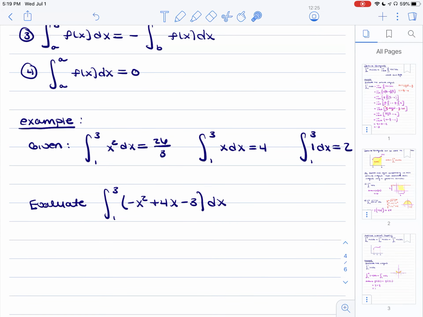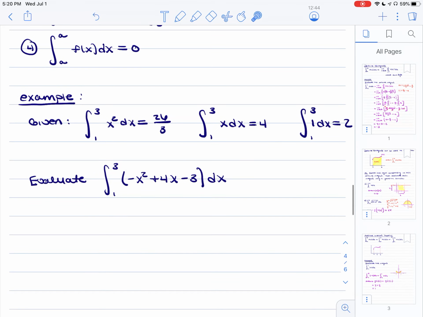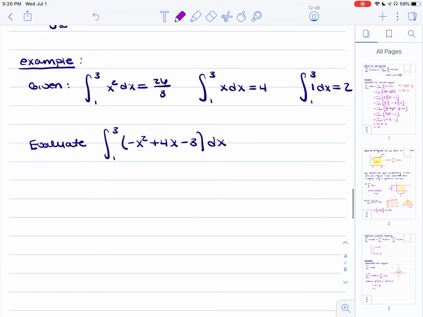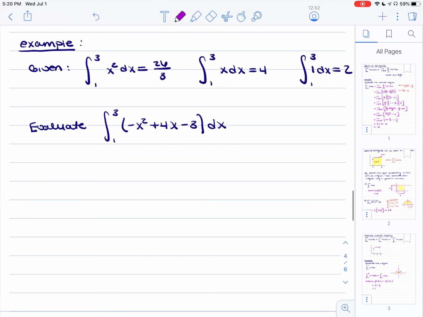So our first one, we're given 3 different limits here. The integral from 1 to 3 of x squared dx is equal to 26 over 3. The integral from 1 to 3 of x dx is equal to 4. And the integral from 1 to 3 of dx is equal to 2. We're going to use our properties above in order to evaluate this integral. So we can split this up, pull out any constants, and then plug in the pieces that we were given.